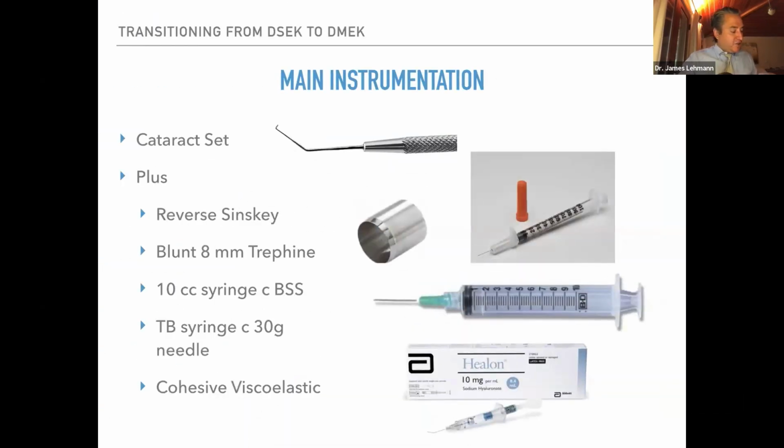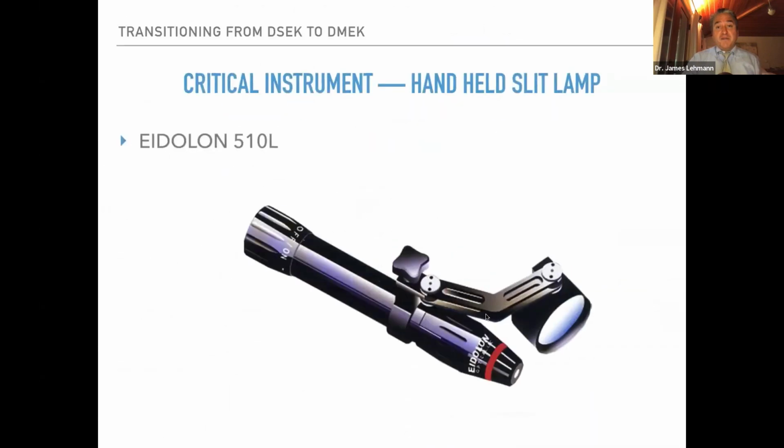The instrumentation during the surgery itself is basically a cataract tray, and then you need this guy, which is the reverse Sinskey hook. And I like to use a cohesive viscoelastic, so Healon, not a dispersive viscoelastic. I also use this, which is a handheld slit lamp. This helps me to confirm orientation of the graft.